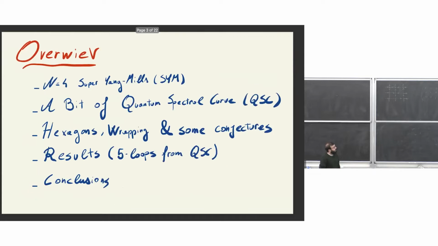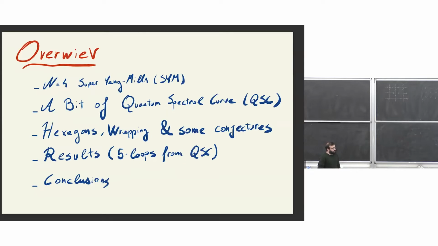Let me look at an overview, which is more or less what I said. I'll introduce a bit N=4 Super Yang-Mills as best as I can, and a bit of this quantum spectral formalism for N=4. It's a very technical thing, but I'll explain more or less what the cool things about it are. Then I'll show you exactly how hexagons work, how this wrapping comes about, and then a conjecture that we made with Benjamin and Arthur on how to resolve some problems with this wrapping.